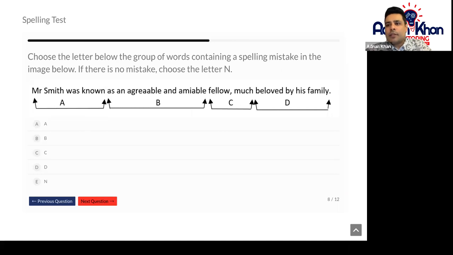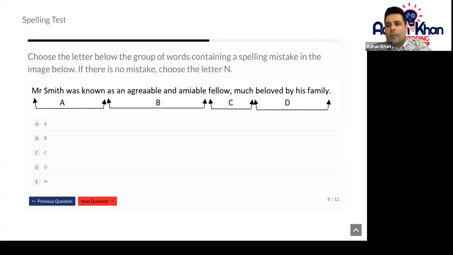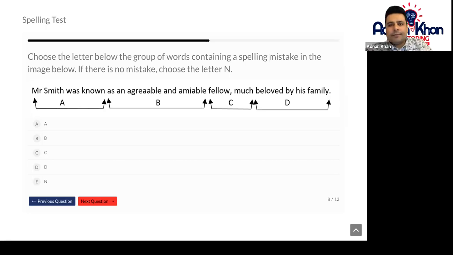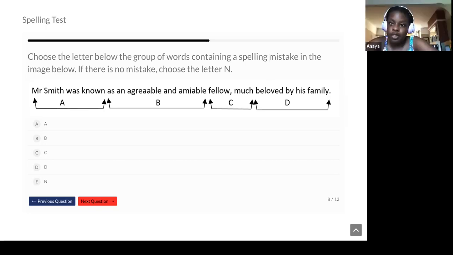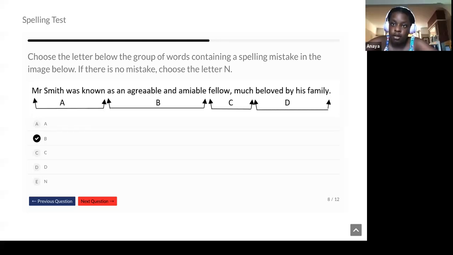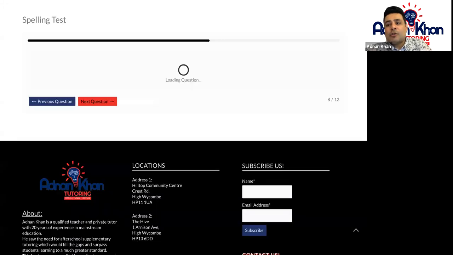Thank you, Zarina. Let's go to Anaya. Hi, Anaya. Question number 8, please. I think it will be B. All right, read the sentence. Mr. Smith was known as an agreeable and amenable fellow that loved his family. And why is it B in here? Because agreeable is spelled wrong. Well done. Agreeable is spelled wrong because it's got 2 A's and it's actually supposed to have 2 E's.